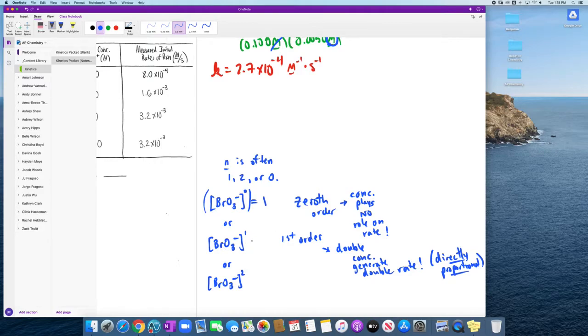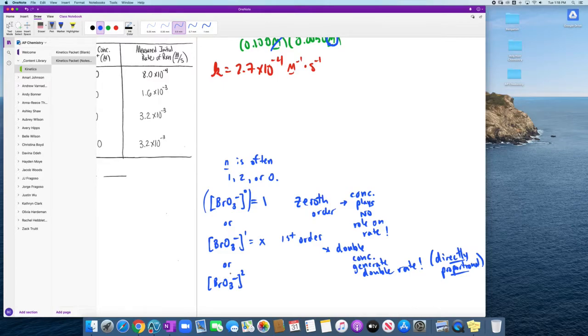It's not really possible to say what that would equal. It's kind of like an x, so it'd be changing, and so the rate would also be changing proportionally.